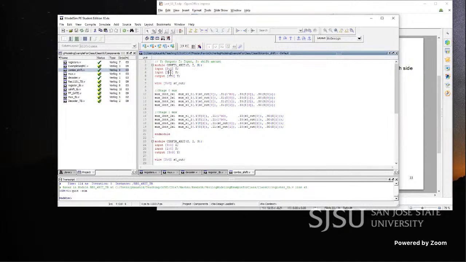In this case, we have 2 stages of shifting. It is log base 2 of 4, since 0 to 3 is the range. So log base 2 of 4 means I have 2 stages of multiplexer, stage 0 and stage 1. Stage 0 will shift by 1 bit to the left. And this one, if it is on, will shift by 2 bits to the left.